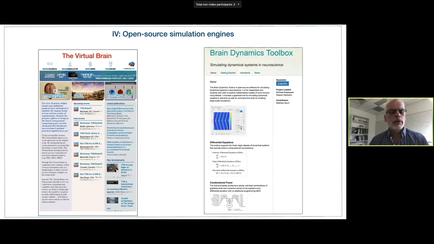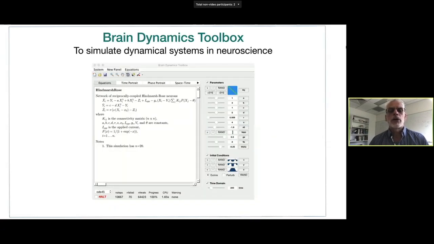The Virtual Brain is a large collaborative effort led by Randy McIntosh, Petra Ritter, and Victor Jirsa. That's a Python-based platform, which you can access via the Virtual Brain website. And a simpler toolbox that I've done with some help of a colleague, Stuart Heitmann, called the Brain Dynamics Toolbox. That's MATLAB-based. You can Google either.